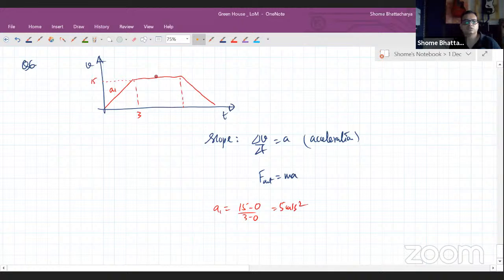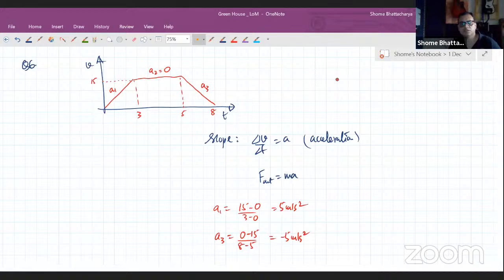Here of course it's a flat graph, so this acceleration will be 0. And here it's decelerating, again this is 5 seconds and this is 8 seconds. So how much will a3 be here? a3 will be (0 minus 15) upon (8 minus 5). So it will be minus 5 meters per second square. These are the accelerations.